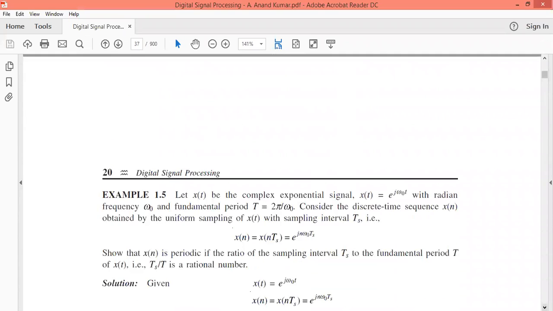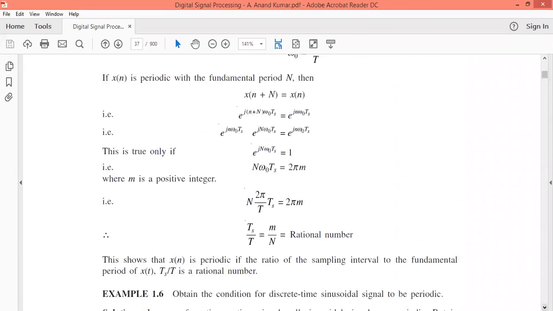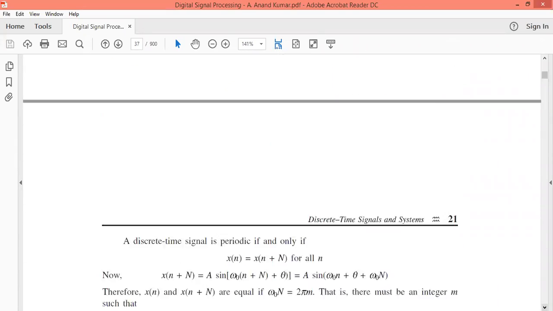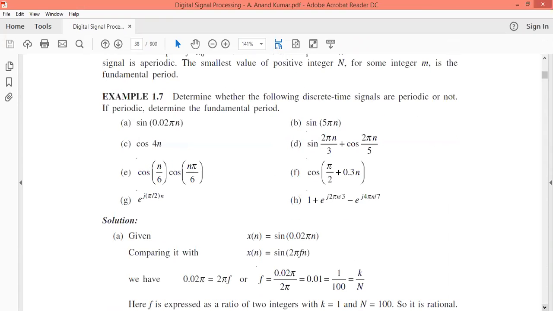So here we have some more examples. So check here, you see this example. Determine whether the following discrete time signals are periodic or not. Okay. If periodic, determine the fundamental period. So what is sine 0.02 pi n?